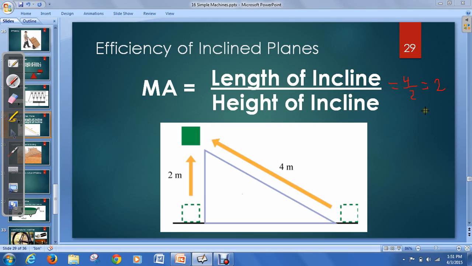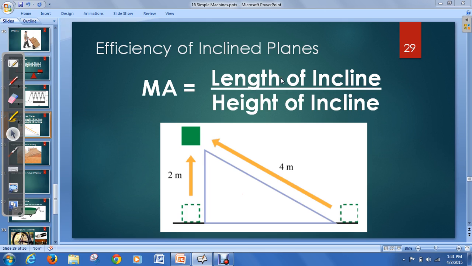Okay, and if you think about it, it makes sense. I have to move it twice as much distance, right? But I only have to use half the force. Okay, so I'd have to push with half as much force to get up to that location. So this also explains why you want very shallow inclines. Okay, you want to make this length of incline very large compared to the height of the incline.